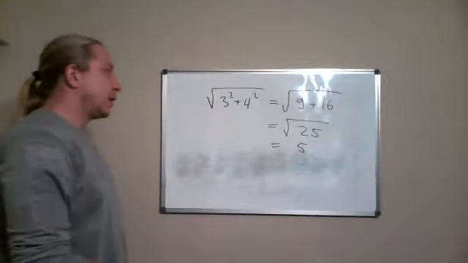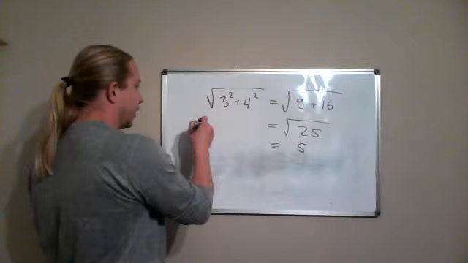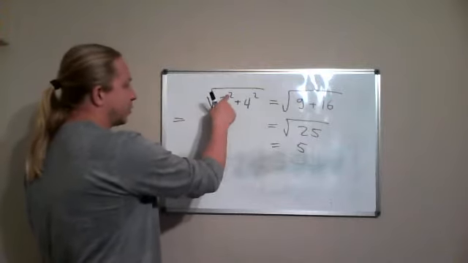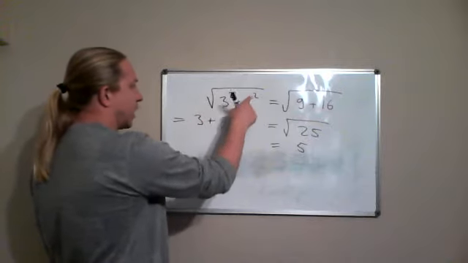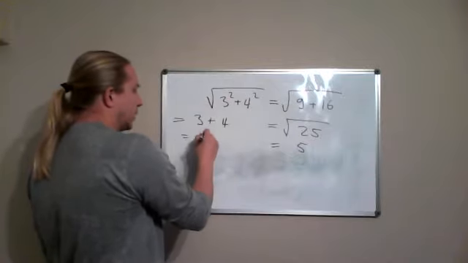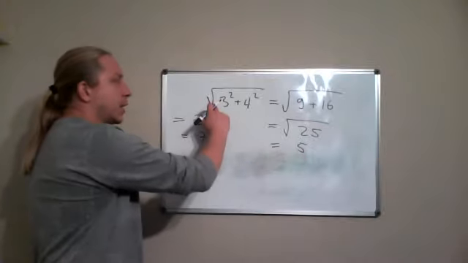The incorrect way to do this is to say, well, the root of this equals, oh, that root cancels with that, so it's a 3, and that exponent cancels with that, and it's a 4, and the answer is 7. No, the answer is not 7, the answer is 5.